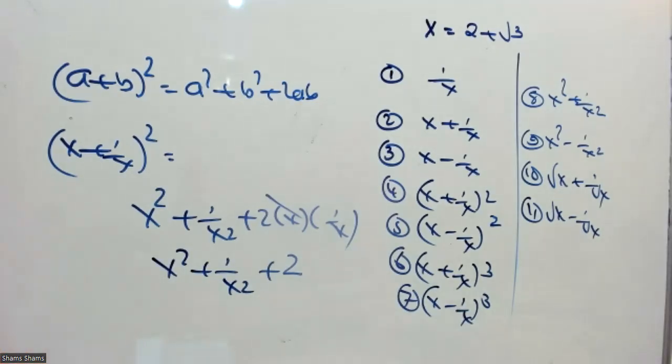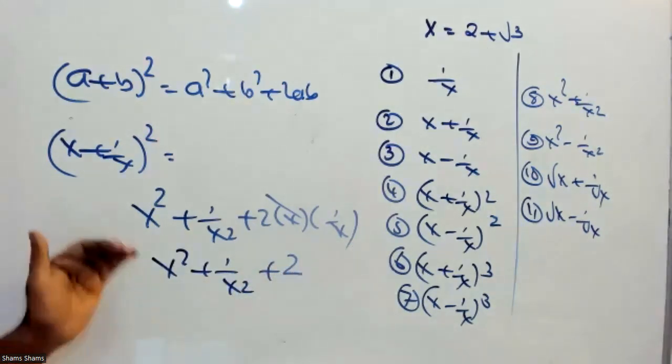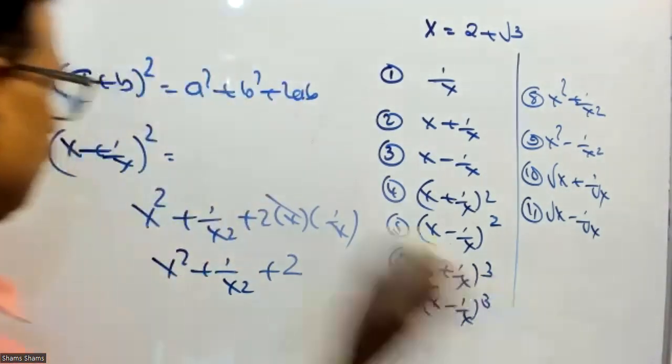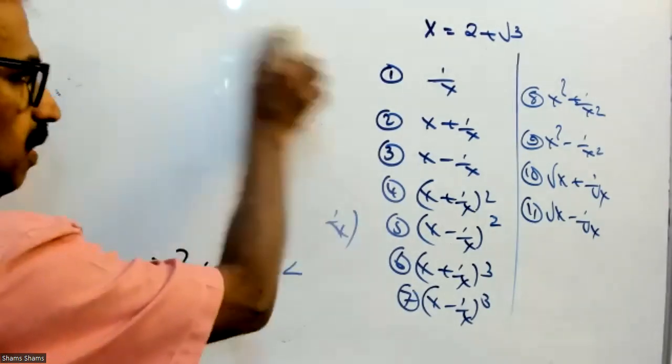Okay, next time, you don't need to write this step. You can directly write. Understood, no? Just for information, I gave all the steps. Are you okay? Next time, x square plus 1 by x square plus 2 only. You can directly write. Okay, now back to the question. Can you hear now? Okay.